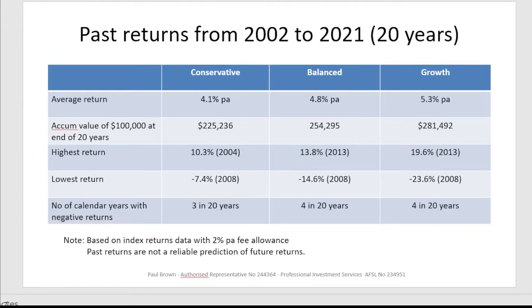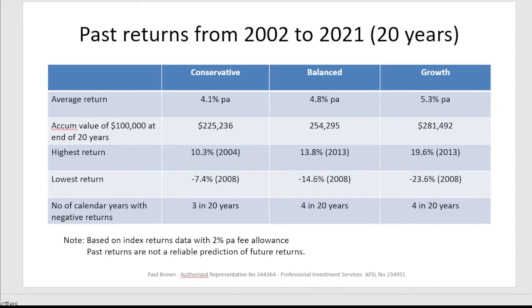So let's look at past returns from 2002 to 2021, the calendar years, so 20 calendar years there. This does take into account the period of the GFC, so we'll cover that in a moment, but let's just look at the average returns. So these are based on index returns with an allowance for fees. The average return for conservative was 4.1% per annum, balanced 4.8%, and growth 5.3%.